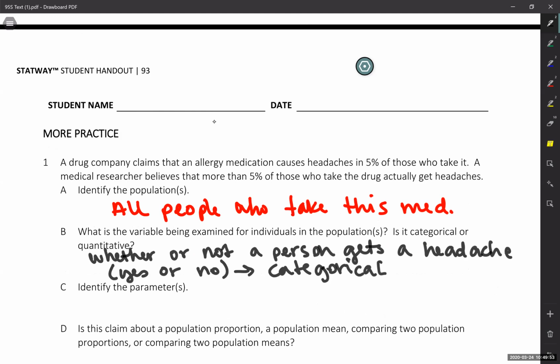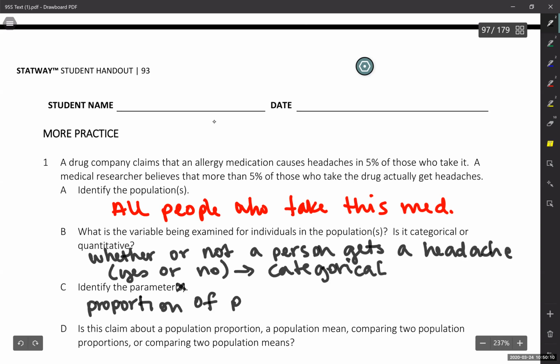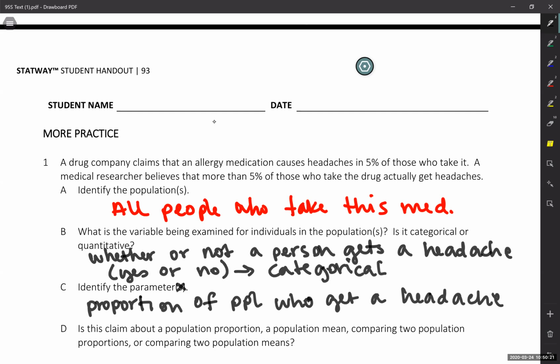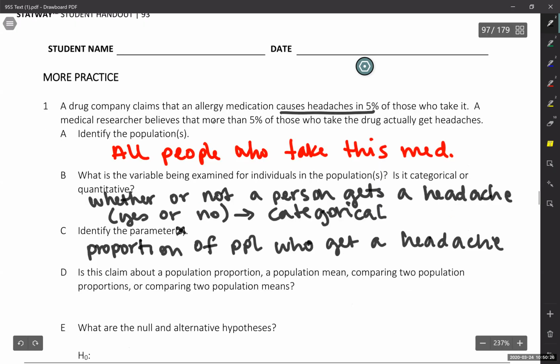Identify the parameter. We're just doing one parameter. So this is going to be the proportion of people who get a headache, because that's what we are looking at. We are looking if this causes headaches. So I'm looking at the people who get a headache. And since it's a proportion of people who get a headache, this would be a parameter about a proportion.